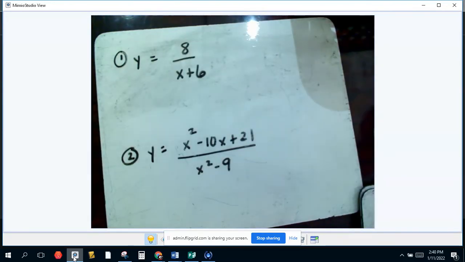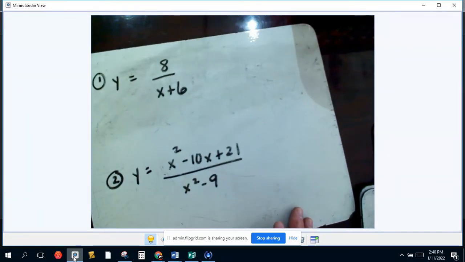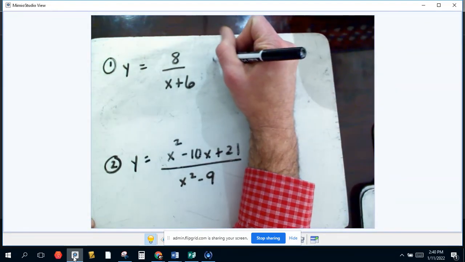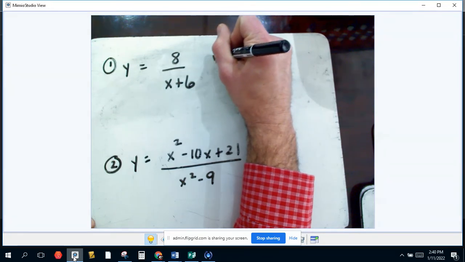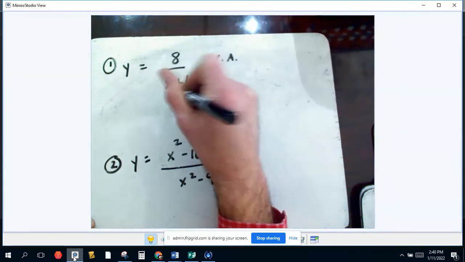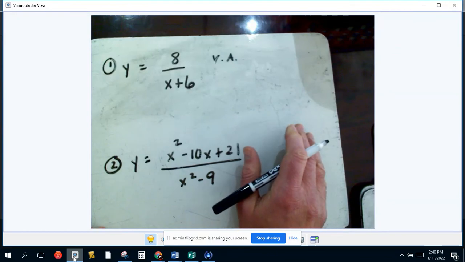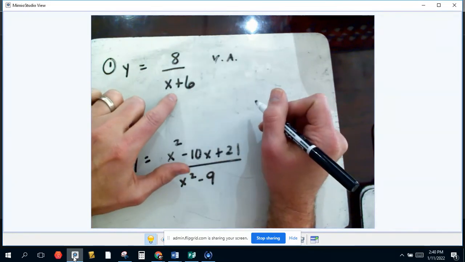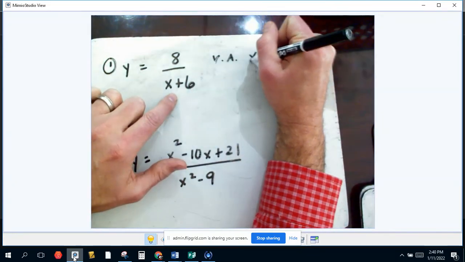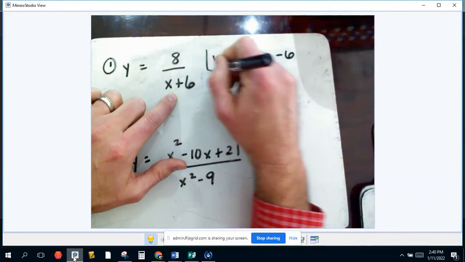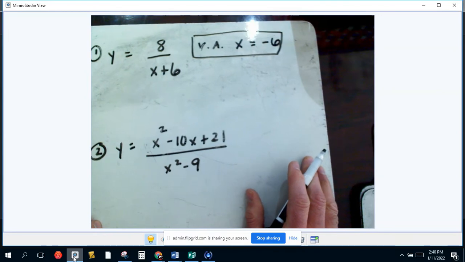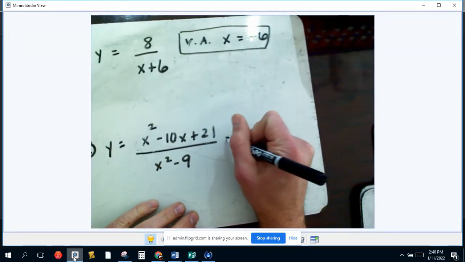All right, this last bit here talks about vertical asymptotes and holes in the graph. So let's look at the difference there. A vertical asymptote is just what makes the bottom 0, very similar to excluded values. There is a difference that we'll talk about. But what makes the bottom 0 here, we don't really even need to do this. We can just say it's x equals -6, and that's it. That's a vertical asymptote.